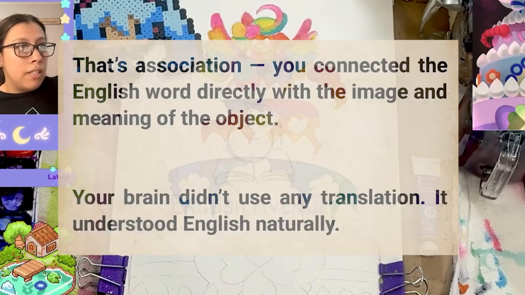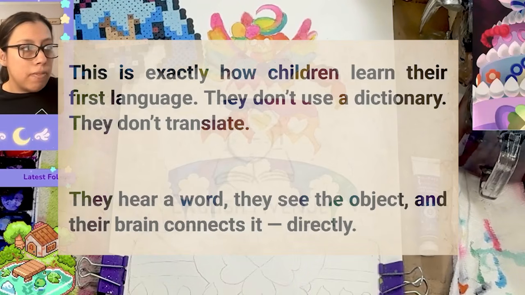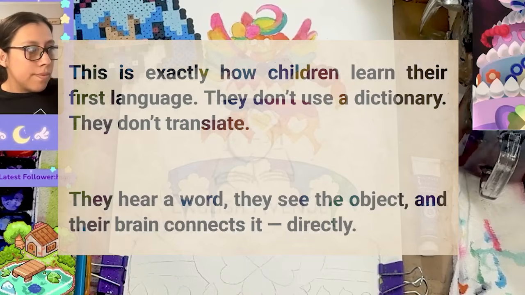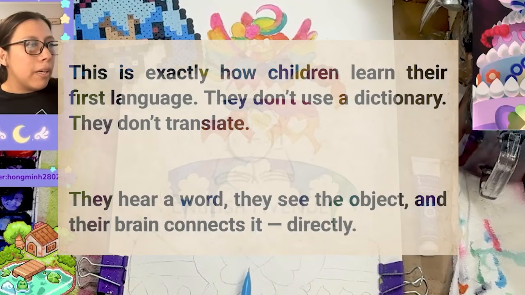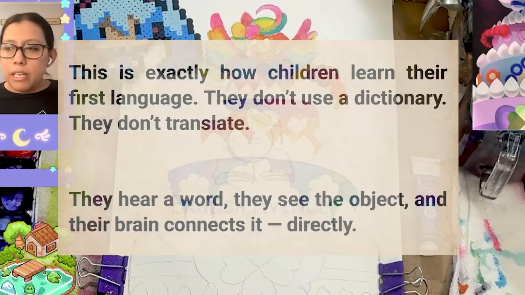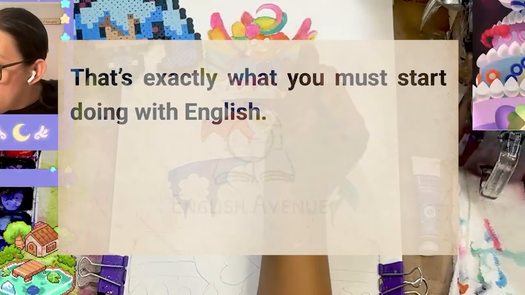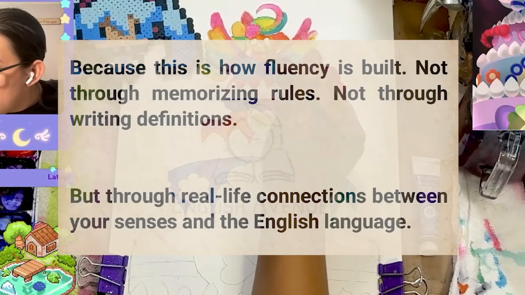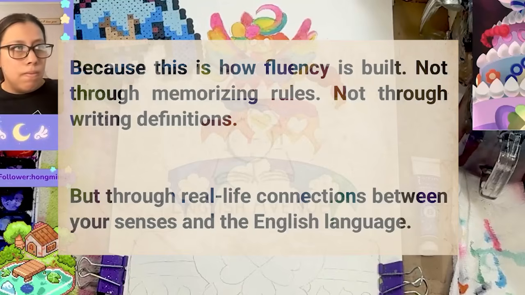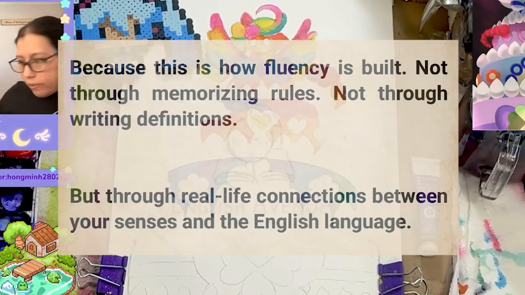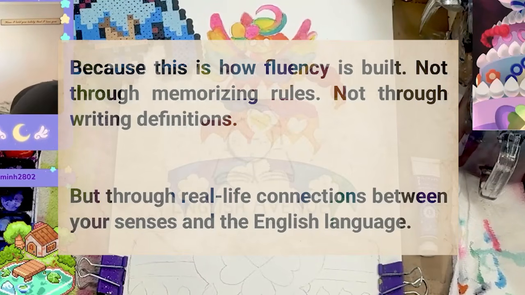It understood English naturally. This is exactly how children learn their first language. They don't use a dictionary. They don't translate. They hear a word, they see the object, and their brain connects it directly. That's exactly what you must start doing with English, because this is how fluency is built. Not through memorizing rules, not through writing definitions, but through real-life connections between your senses and the English language.